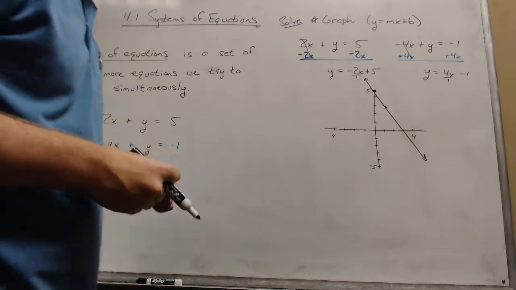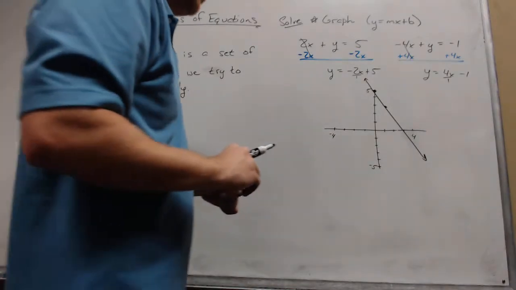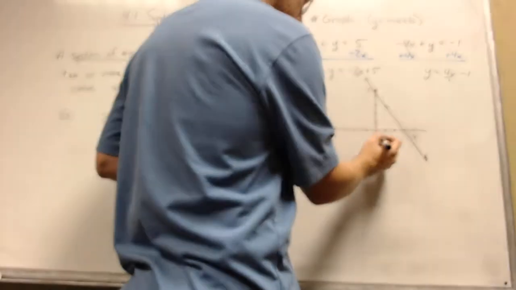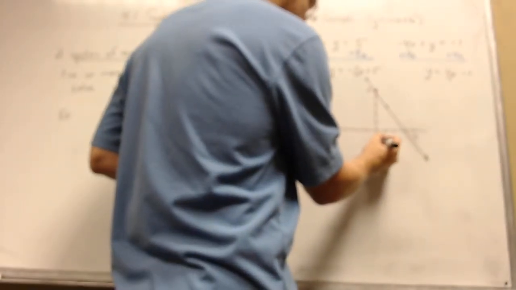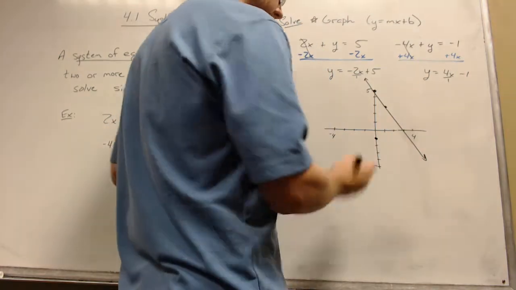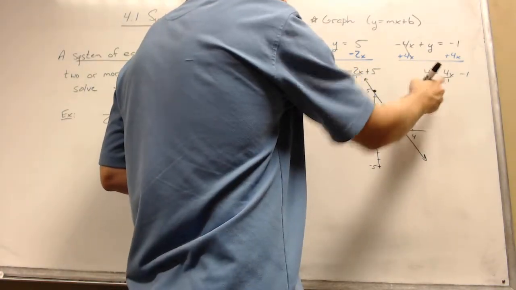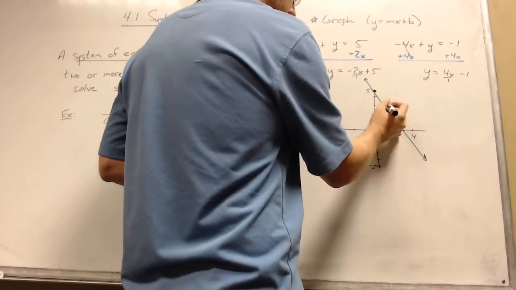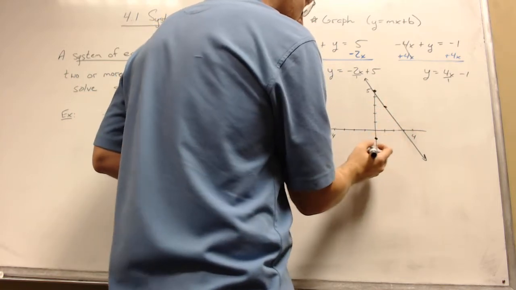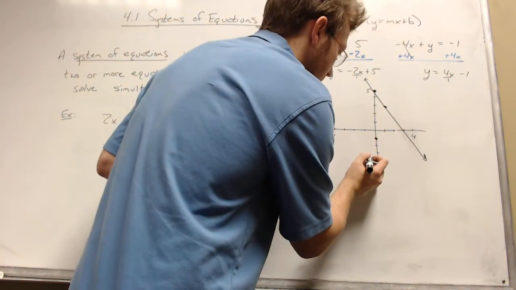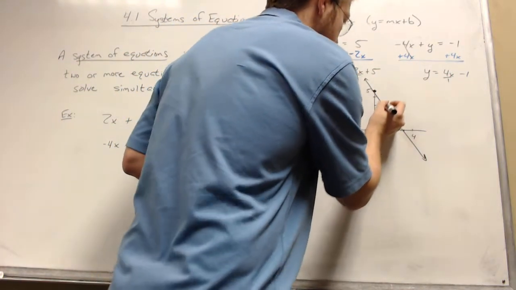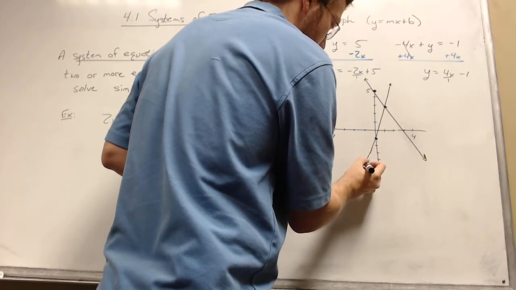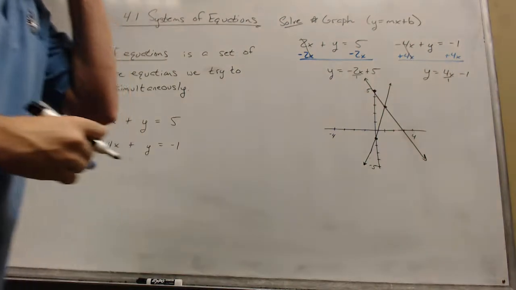Take that shape. Second line: it has a y-intercept of negative 1, so that would start me on the y-axis at negative 1. I have a rise of 4 and a run of 1, both positive, so that would be up 4, 1, 2, 3, 4, and to the right 1 meets at that point. And there's our two lines.